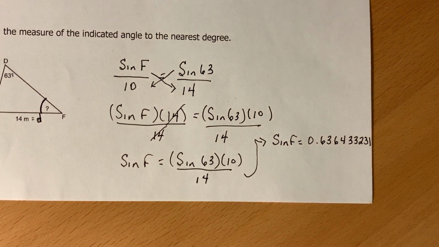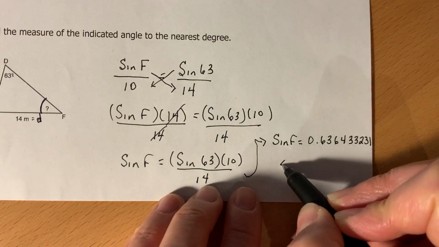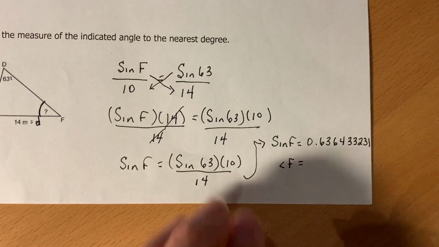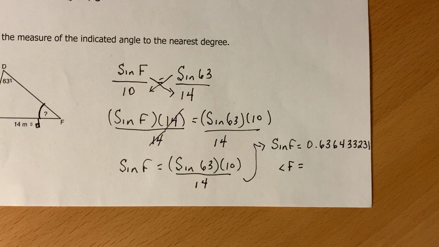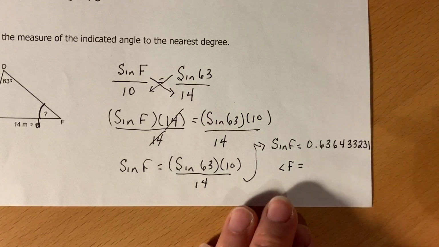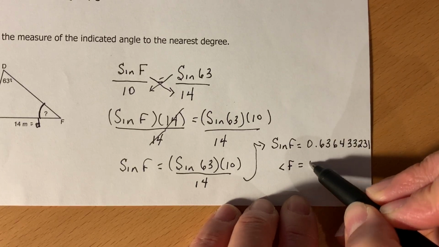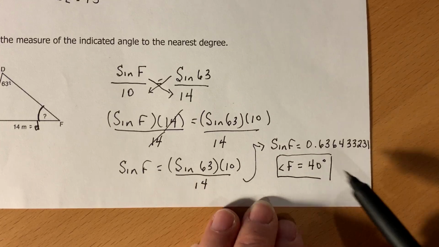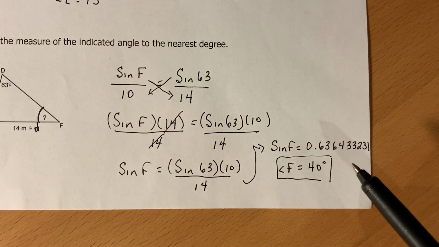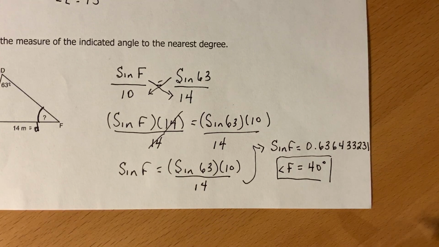Okay, so now I keep that on my calculator, and now I use my second function key, second function sine, and I put that decimal in. Okay, and then I get about 39.5, and we're doing it to the nearest degree, which is about 40 degrees. Once again, you need to hit the second function key in order to find the angle. Okay, that's it.